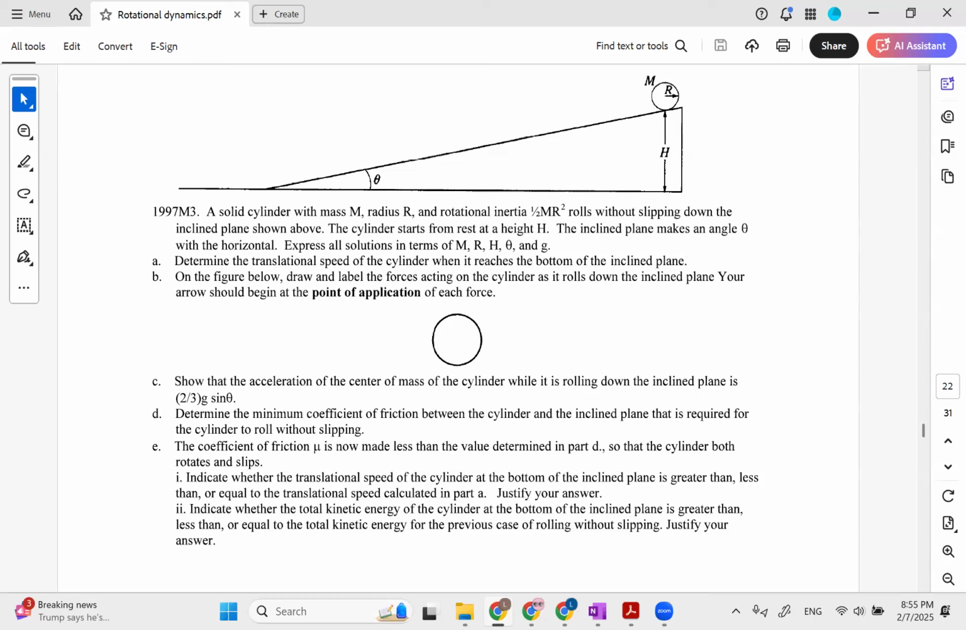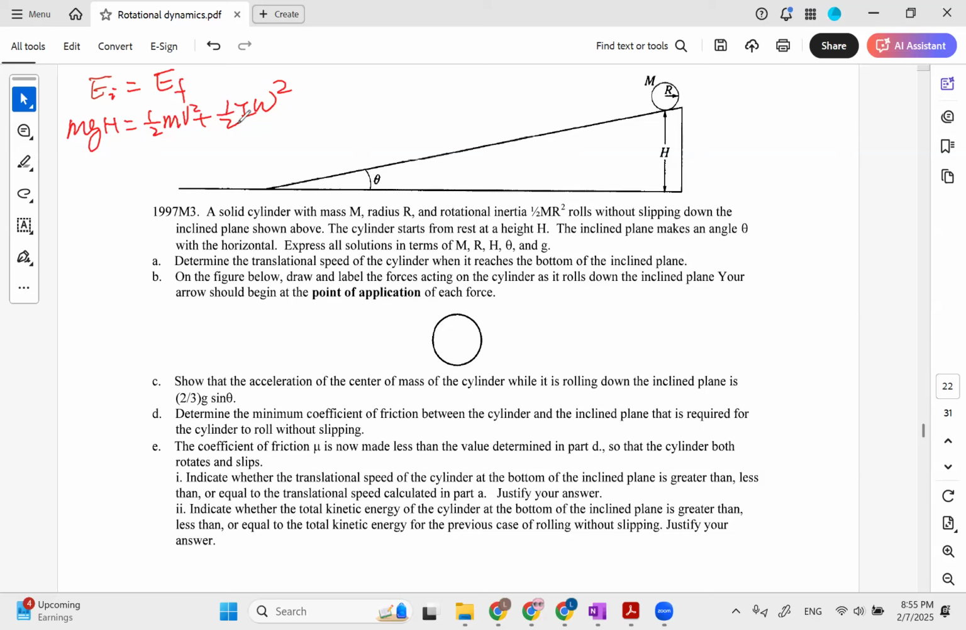We use energy conservation for A, right? Okay, so how do you set up? M mass times gravity times height equals 1/2 mass times velocity squared plus 1/2 I omega squared.